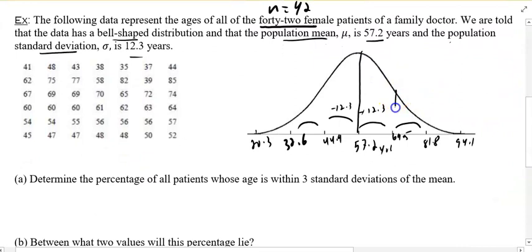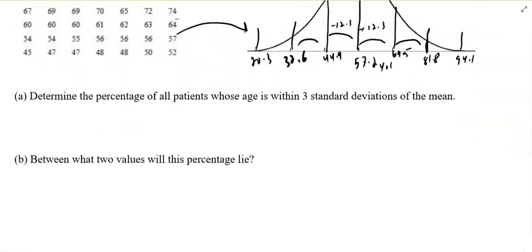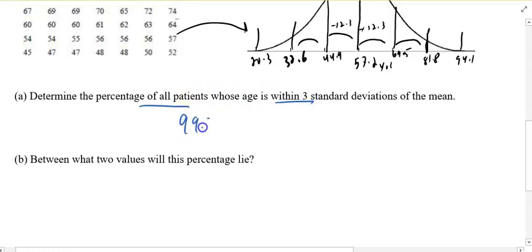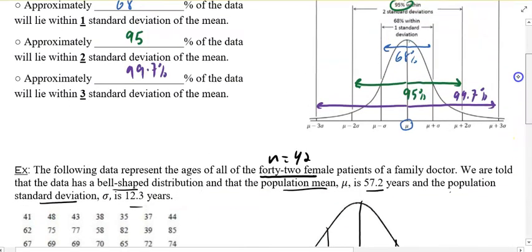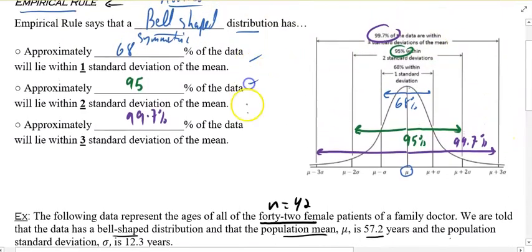So according to the empirical rule that we looked at, 68% of the measurements should be between those two numbers. 95% should be within those two, and 99.7%, almost all of them should be between those two values. Determine the percentage of all patients who are within 3 standard deviations. 99.7%. No need to even look at it. If it's a bell-shaped curve, those are guaranteed.